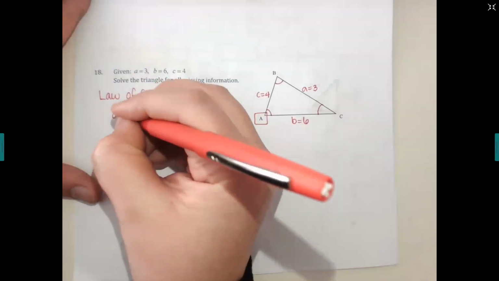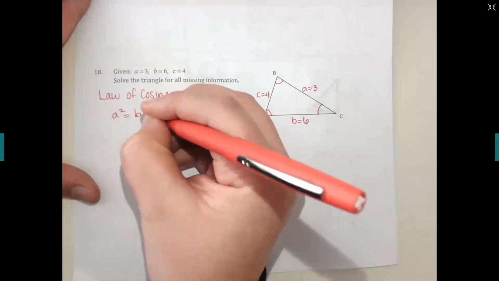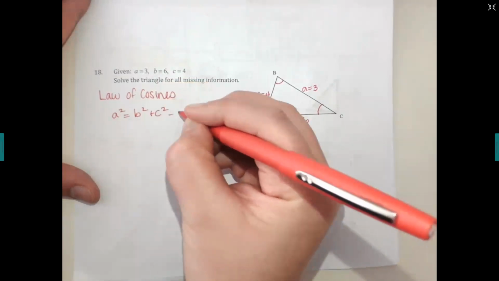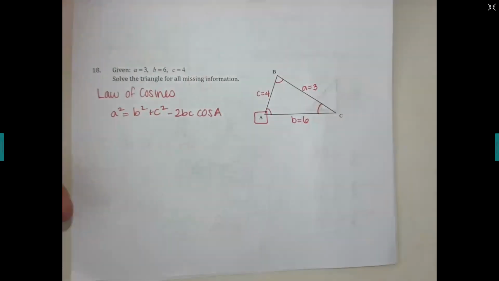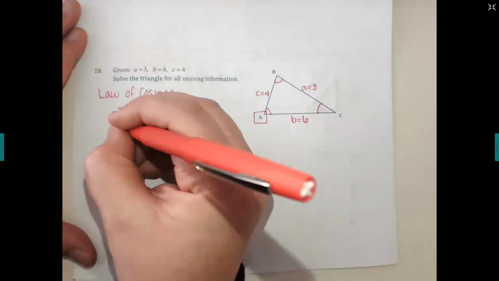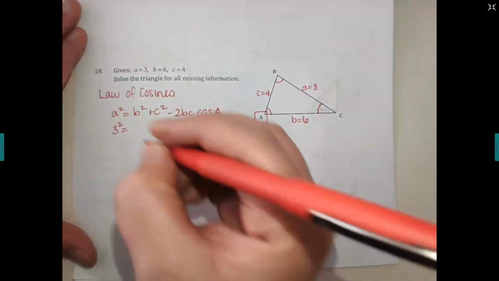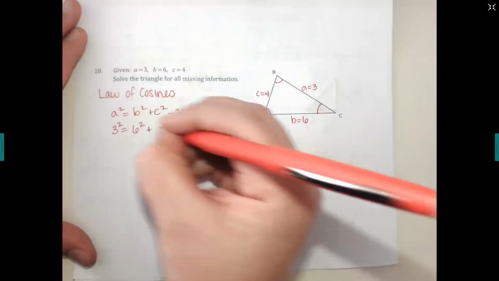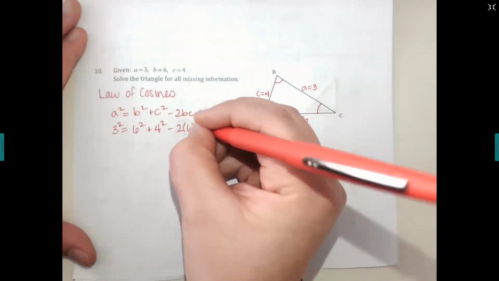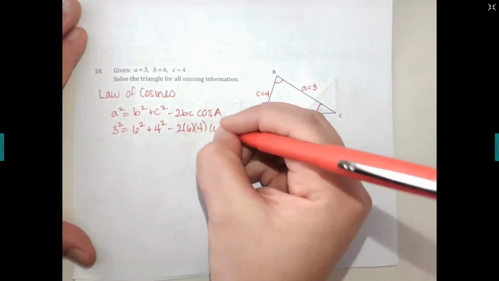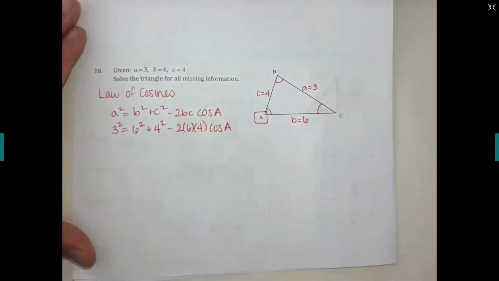Then I would use a squared equals b squared plus c squared minus 2bc cosine A. You do not have to memorize any of these formulas. You'll have a formula chart for your exam. My a squared is going to be 3 squared, b squared is 6 squared, plus 4 squared, minus 2 times 6 times 4 cosine A.